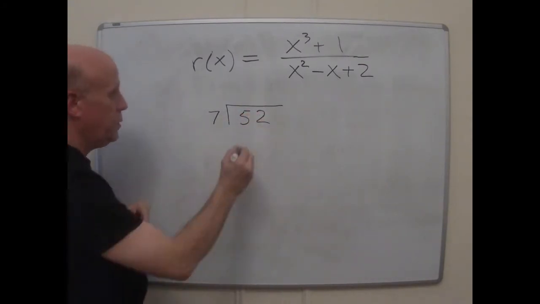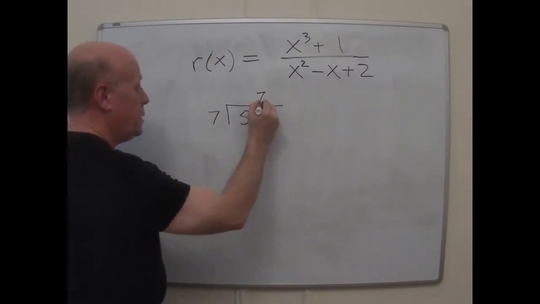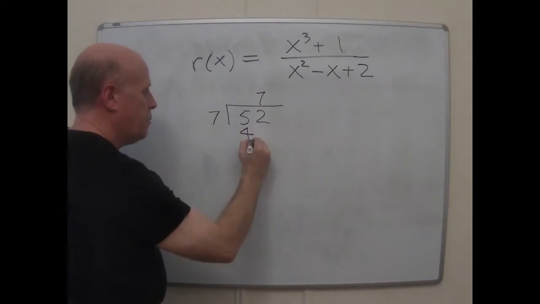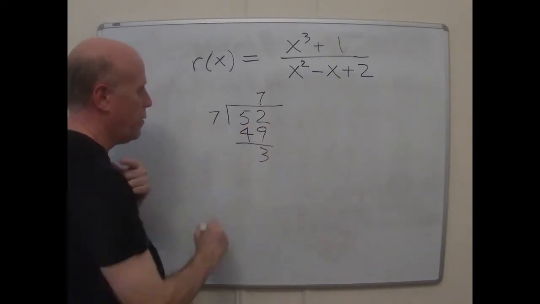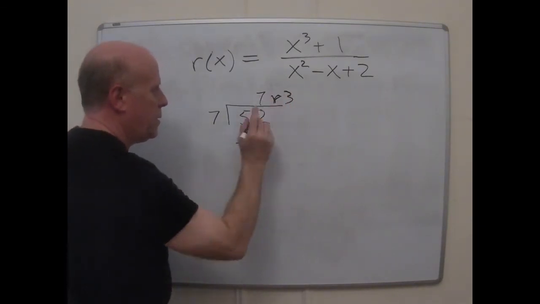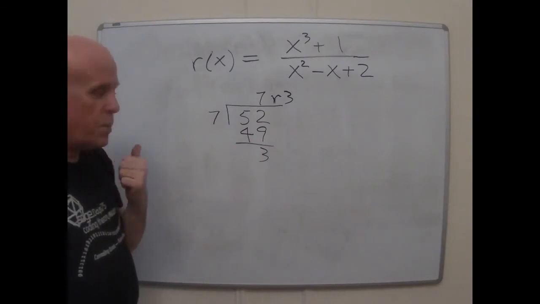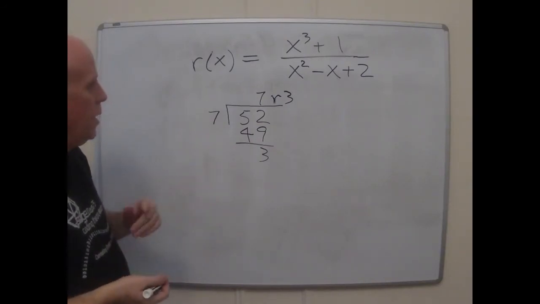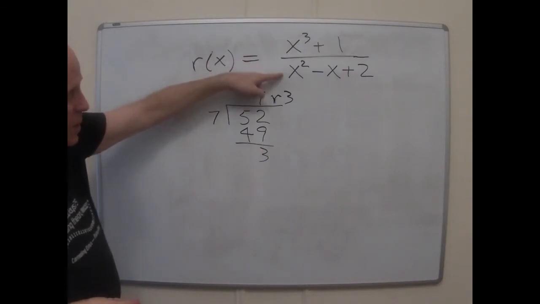7 goes into 52, well, it doesn't go into 5, but it goes into 50 7 times. 7 times 7 is 49, and then you subtract and you get a remainder of 3. So we write 7R3 when we're doing this kind of thing. Right? But we're going to do that with polynomials. So I've got it in the form x cubed plus 1 over x squared minus x plus 2.